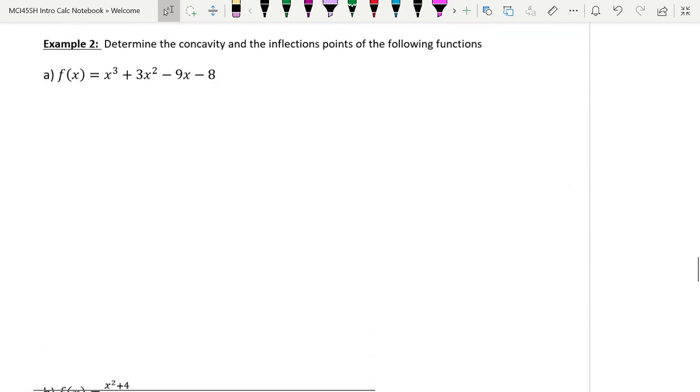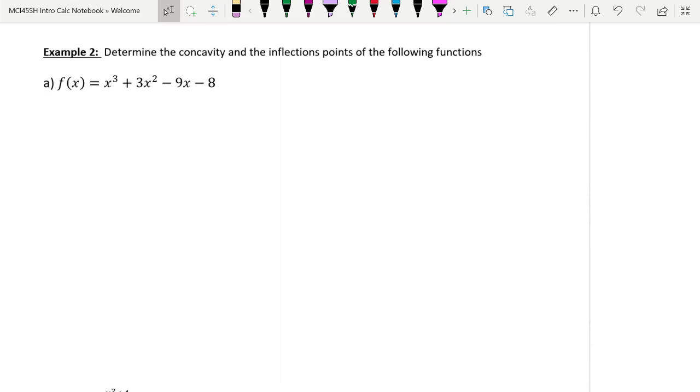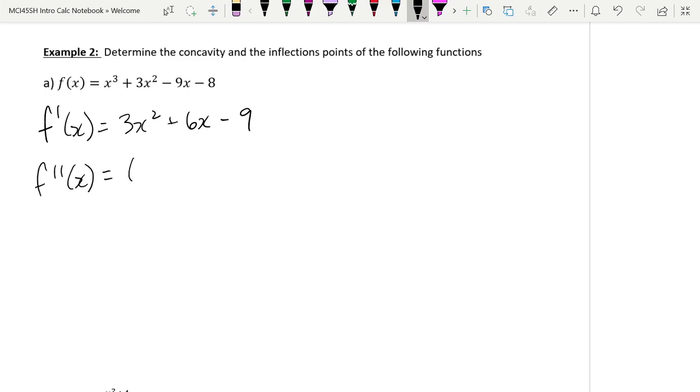Let's do a couple of calculations now. All right, so jot down example 2. We got a cubic here. So f prime of x is, of course, going to be 3x squared plus 6x minus 9, which means that f double prime of x is going to be 6x plus 6.